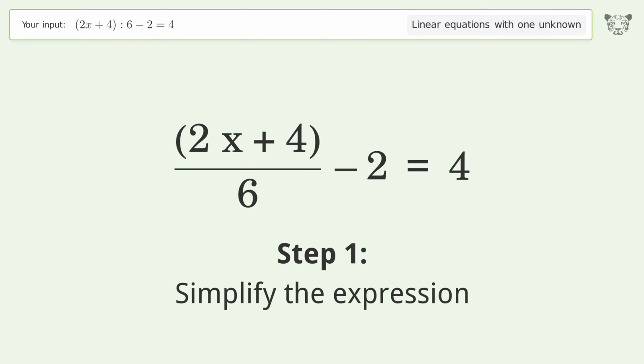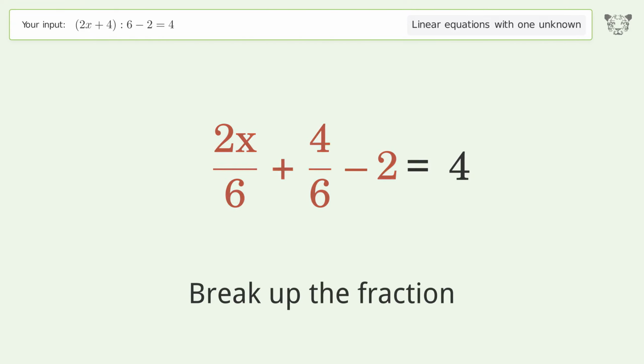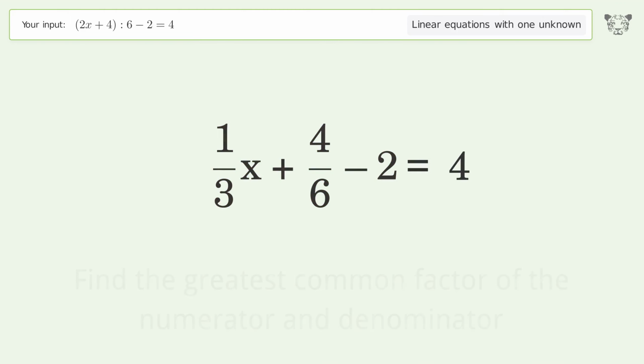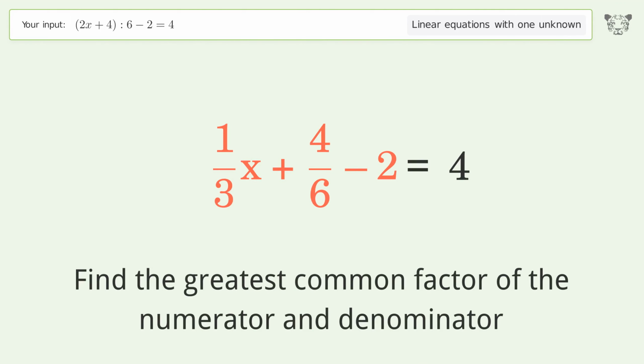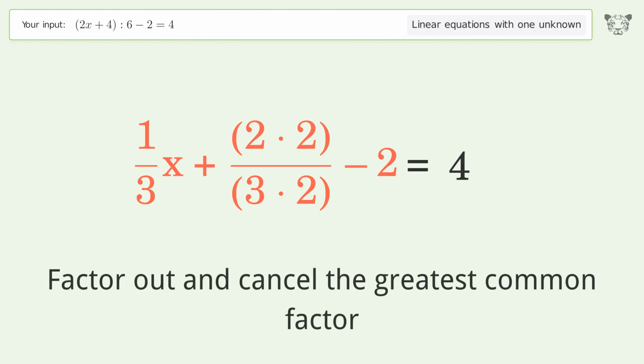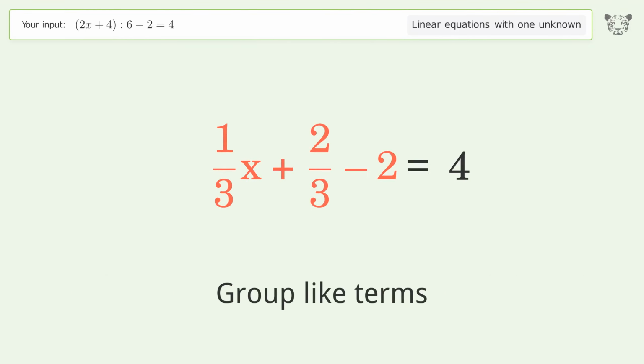Simplify the expression. Break up the fraction. Simplify the fraction. Find the greatest common factor of the numerator and denominator. Factor out and cancel the greatest common factor. Group like terms.